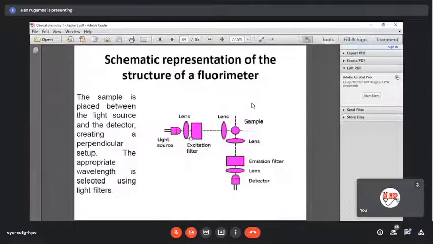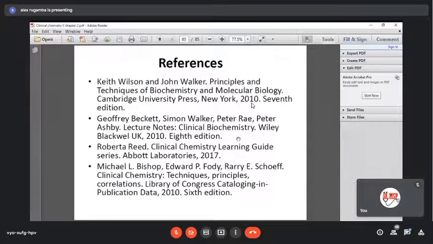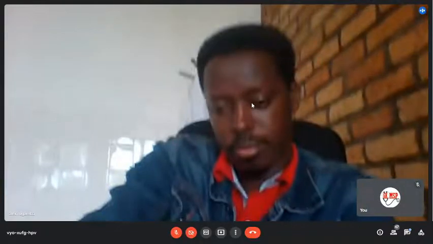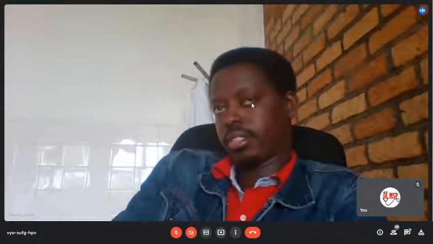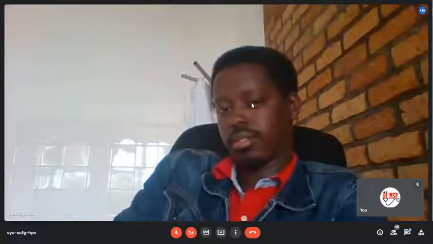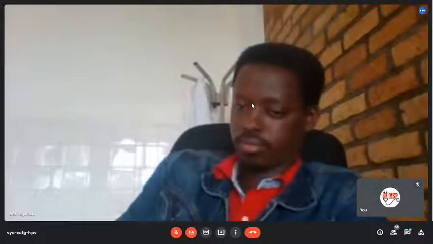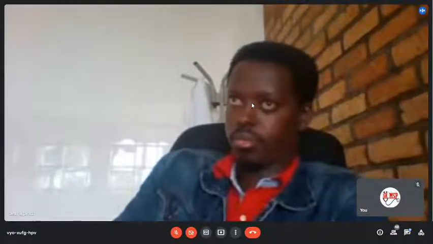And the same here, the schematic presentation of the structure for fluorochrometry, the same there, and then the reference. So I think you understand. If not, then you will also have time to go to the lab, because all these are practical techniques. So you have a lab, they will show you how this instrument works. So I hope you understand more.